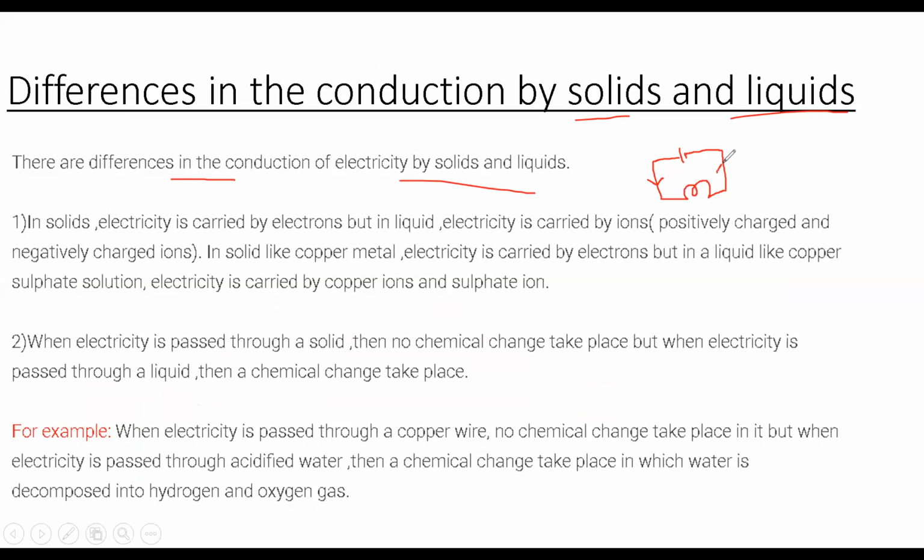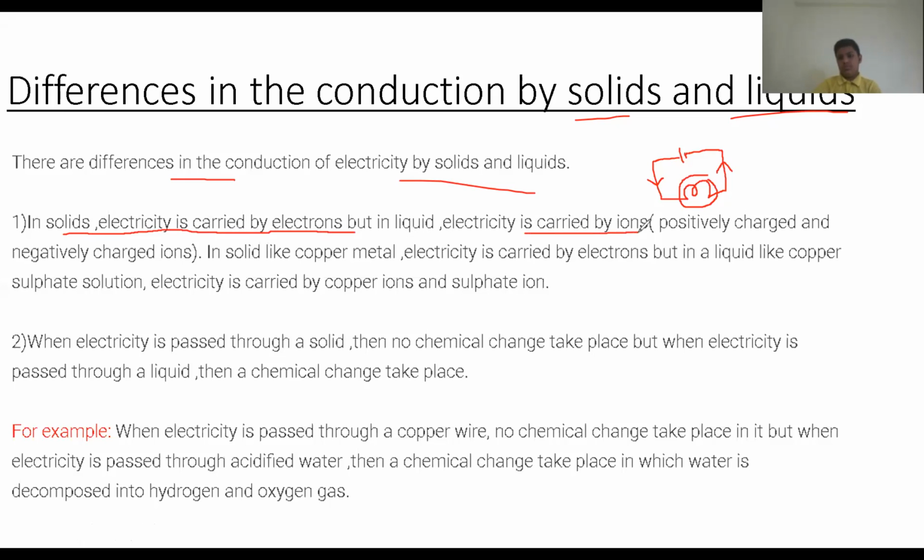We know that in copper, which is a solid, the current flows because of electrons. Do you all know this? It is written over here that in solids, electricity is carried by electrons. But in liquids, is it carried by electrons? No. In liquids, electricity is carried by ions. I will explain later what ions are, but just now remember this word. It is carried by ions.